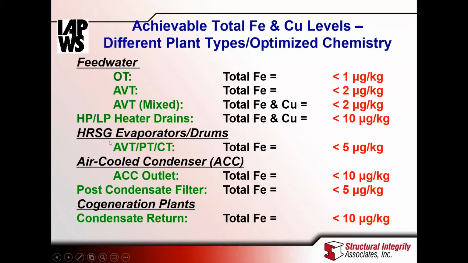For drums, HRSG evaporators or drums, on any of these treatments that I mentioned, or volatile, phosphate or caustic treatments, you'd hope that the total iron would be low, as indicated here. And for those units with air-cooled condensers, we like to see the total iron, if there's a filter, being less than 5. If there isn't, then we'd hope that it was less than 10. So these are really achievable values that plants with optimum chemistry can easily achieve.